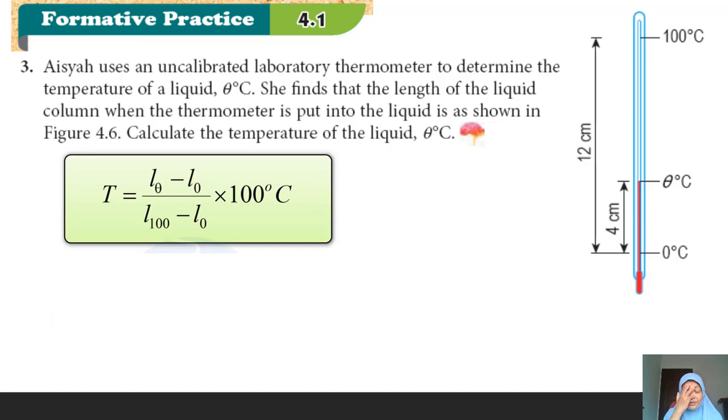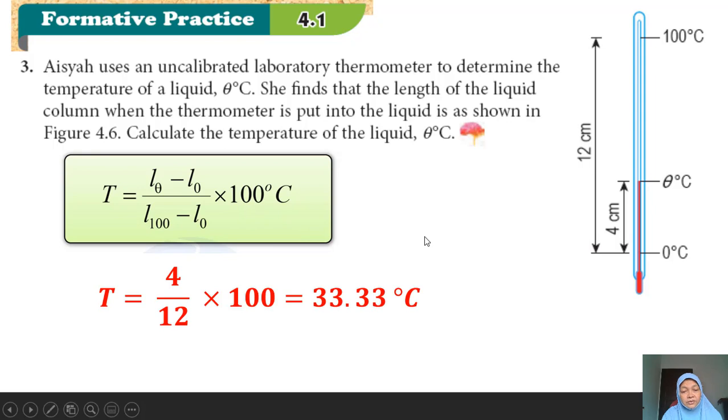Okay, last question, number 3. We have the diagram. She uses an uncalibrated laboratory thermometer to determine the temperature of a liquid, theta degrees Celsius, right? She finds that the length of the liquid column when the thermometer is put in the liquid is shown. So calculate theta. So what we have here is the top one, 4 cm. The 0 to 100 is 12 cm. So what you do is 4 divided by 12 times 100, and the answer is 33.33 degrees Celsius.